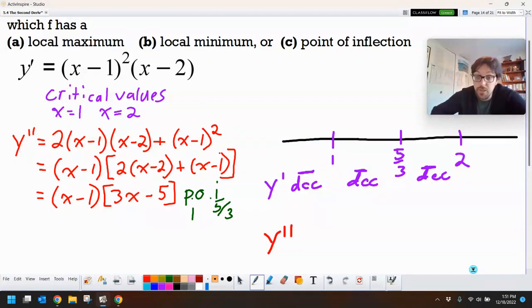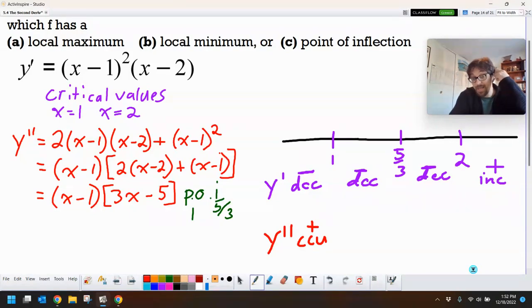And then if we check any number that's bigger than 2, like 50, that'll be a big positive number squared, so positive, and so then that will be positive. Now let's see what's going on with our second derivative. So anything less than 1, so 0, that'll be -1 times a -5, so that'll be positive. So it will be concave up.